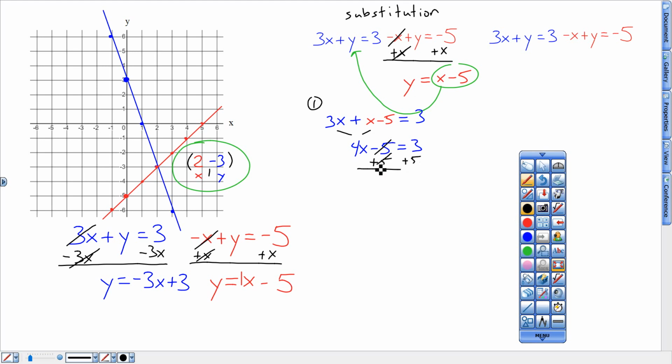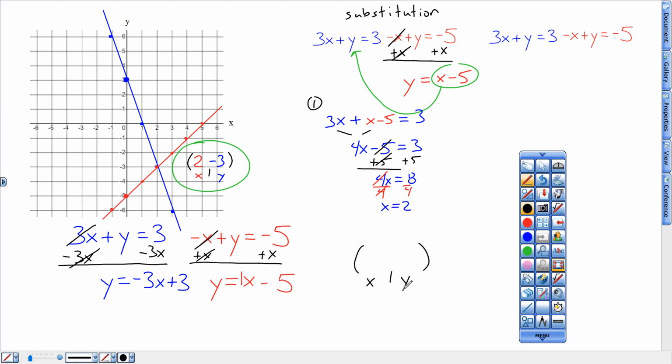Bring that 4x down. Bring that equal down. This gives me 8. Divide both numbers by 4. And that gives me what x is. X is 2. The same answer I got over here. X is 2. But now on these, remember, for substitution method, make sure you're writing the whole coordinate.